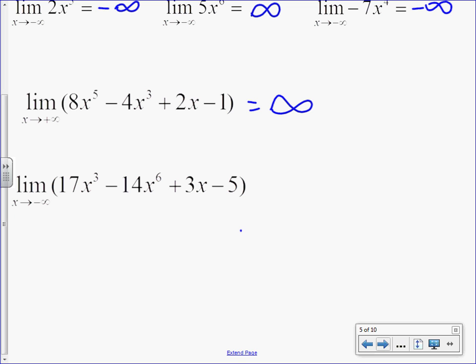Negative. Why? Because it's an odd exponent and it's... Which one is your leading coefficient? Which one's your leading coefficient? Didn't I just tell... Realize that.